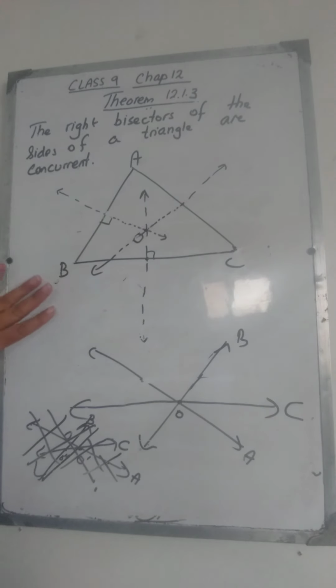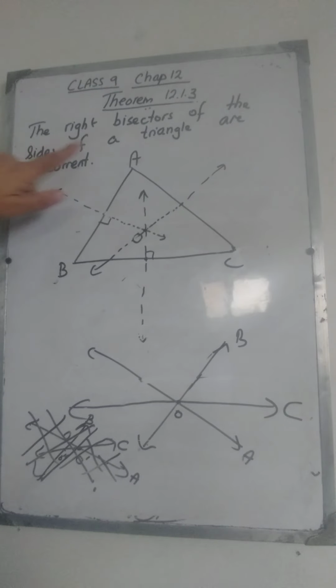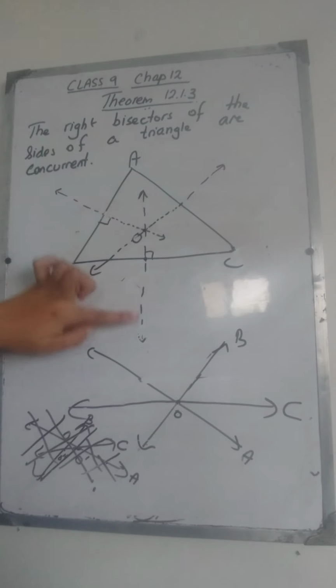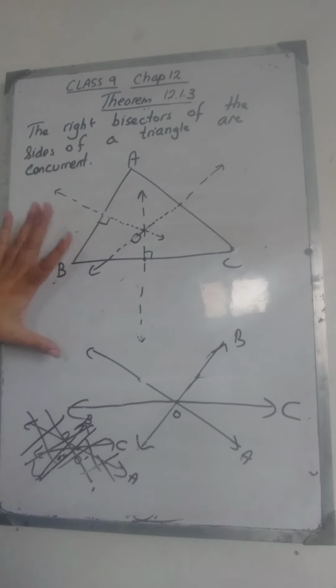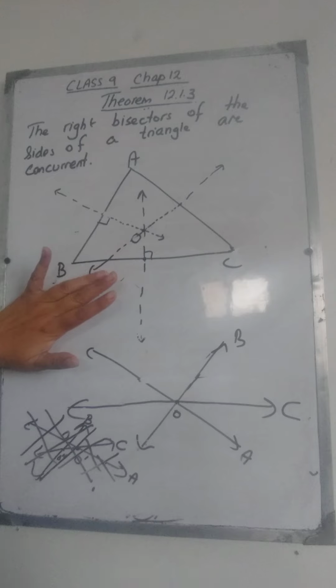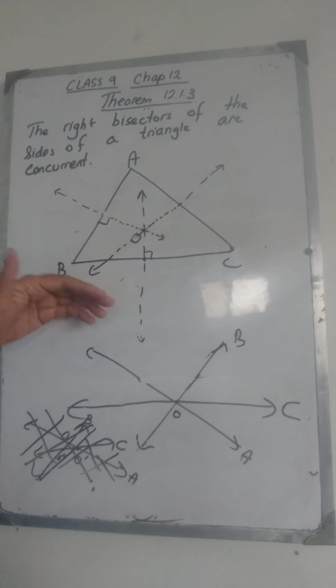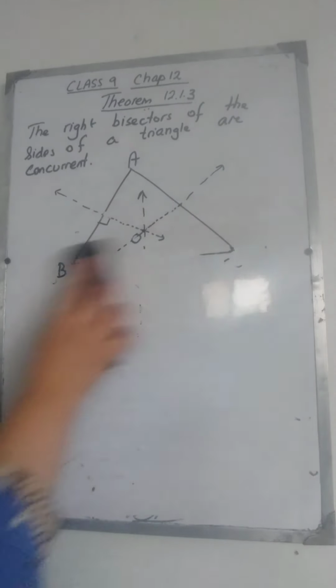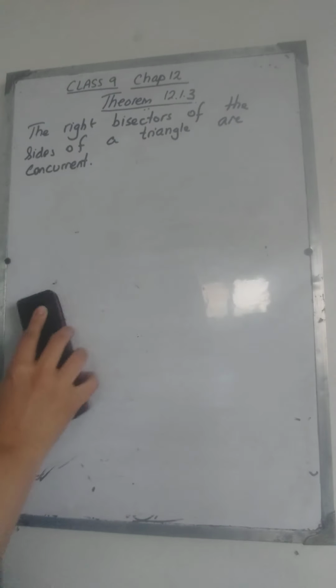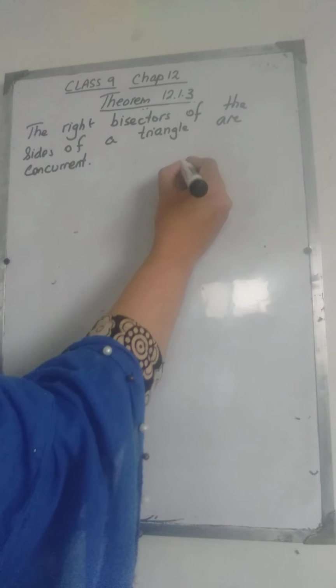Now what we need to prove is that if we draw the right bisectors of the sides of the triangle, this is the first right bisector, this is the second, and this is the third, these three lines are also concurrent. Concurrent means they intersect each other at the same point, and for that we are going to use the statements of the previous two theorems of this chapter. So let's start the theorem. First of all, let me draw the triangle.